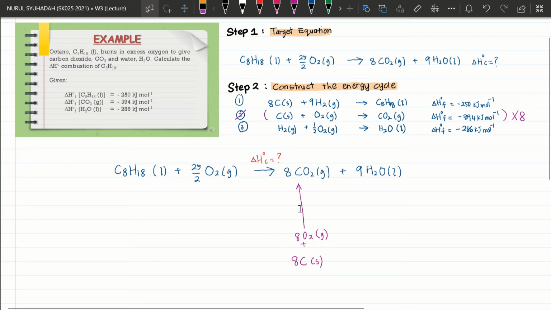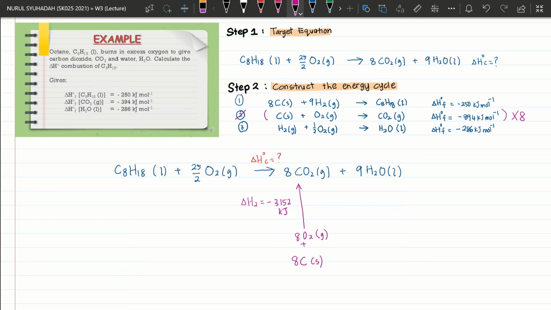Then you can label this as delta H. In my example, the one that I gave you, I label it as delta H2. Since the arrow is from carbon to carbon dioxide, the only different thing that I made here is I times it by 8. So 394 times 8, you will get negative 3152, and make sure you have the unit. Just put the unit as kilojoule. So that settles the first one.